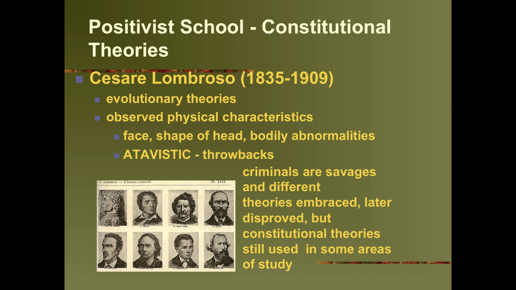As I said, Lombroso cataloged physical characteristics, things like the face, the shape of the head, and bodily abnormalities. He called certain people atavistic, meaning that they were throwbacks to more primitive types of people, less sophisticated. His theories were based on the idea that criminals were savages and different from the population at large. He believed that the born criminal could be anatomically identified by such items as a sloping forehead, ears of unusual size, asymmetry of the face, excessive length of the arms, asymmetry of the cranium, and other physical stigmata. His theories were embraced, then later disproved, but these kinds of constitutional theories are still used in some areas of study.